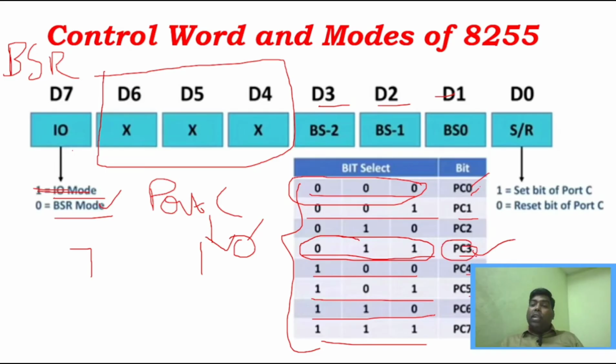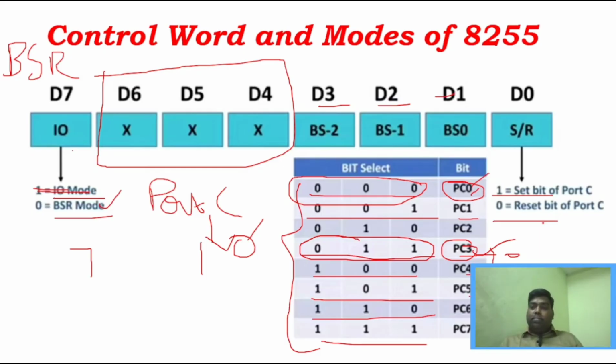But we got to know what the value of this bit is, whether it is 0 or 1. I know that this bit is selected, but I have to know its value, whether it is set or reset, because BSR, bit set reset mode, tells you that. That is done by this particular bit. If it is 1, the selected bit is set. If it is 0, the selected bit is reset.